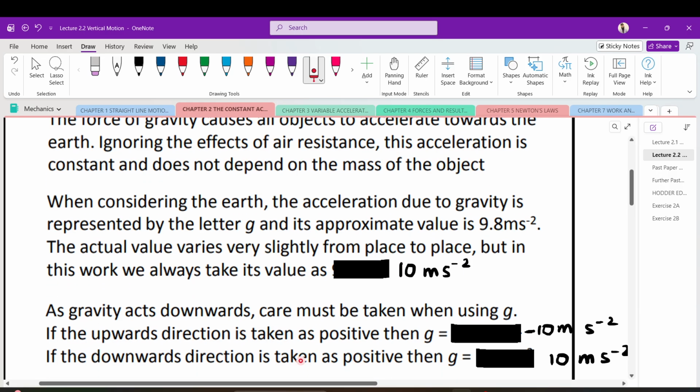And if the direction is already downward, let's say a falling object, a person drops a ball from the top of a building. The ball is falling down and the acceleration is also downward, so we are taking downward as positive. Therefore the value of g will be positive 10 meters per second squared.